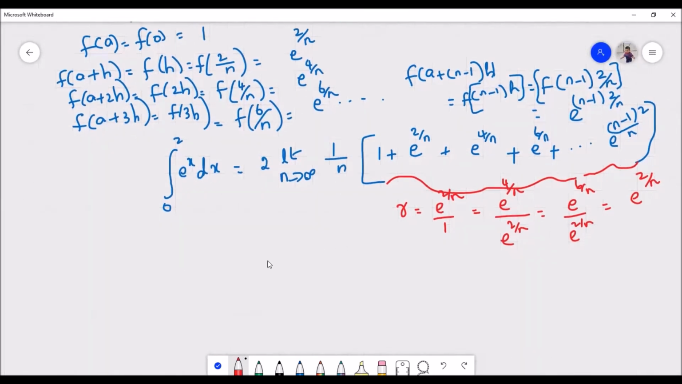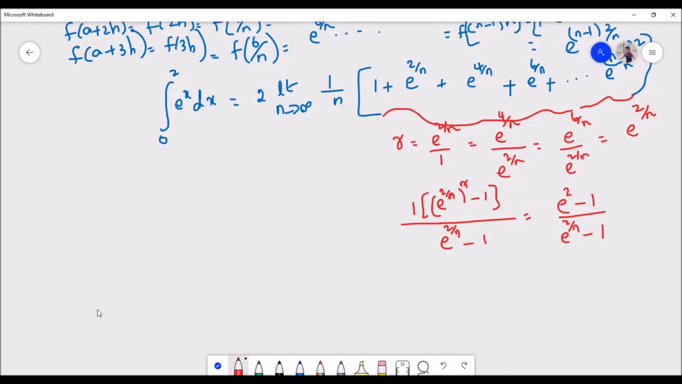So applying the GP sum to n terms formula for this particular part. Sum to n terms in GP is a into r to the power n minus 1, divided by r minus 1. Here a is 1, and r is e to the power of 2 by n, whole power n, minus 1. So r minus 1 is e power 2 by n minus 1. The simplification is e power 2 minus 1 divided by e to the power of 2 by n minus 1. Okay, so let me substitute this in the formula. Only that part of the simplification I have done.